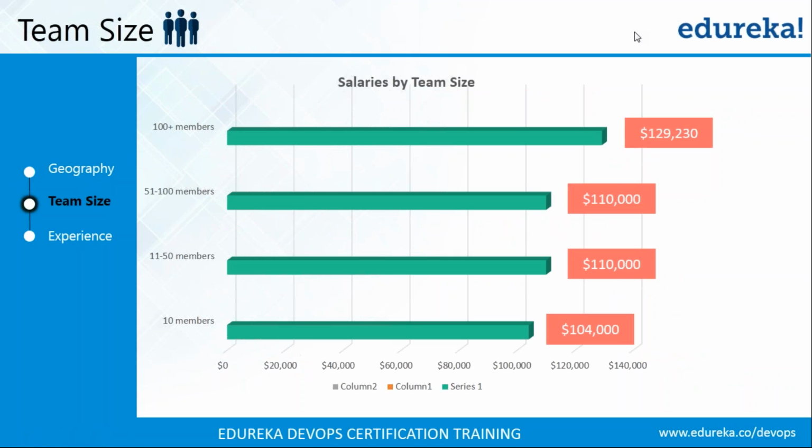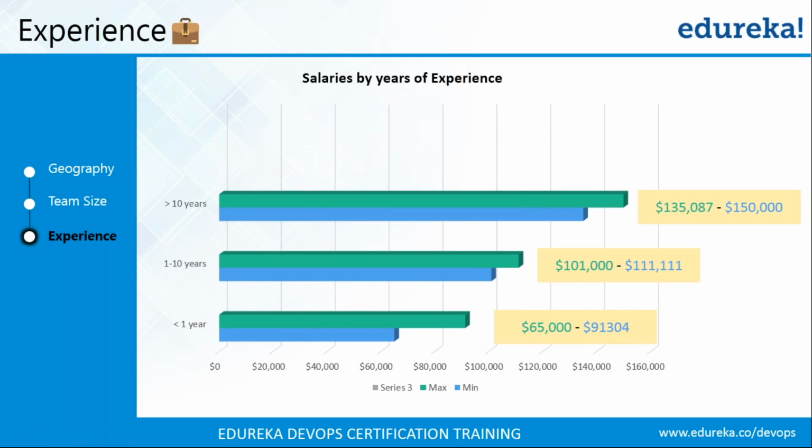Now let us see how your salary can vary according to the team size that you're handling. If you see this graph, if you are handling a team of only 10 members, your salary can start from $104,000 per year. And if you're handling 11 to 50 members and 51 to 100 members, your salary stays in between $110,000. And if you have a team of more than 100 members, it is going to be around $129,000.